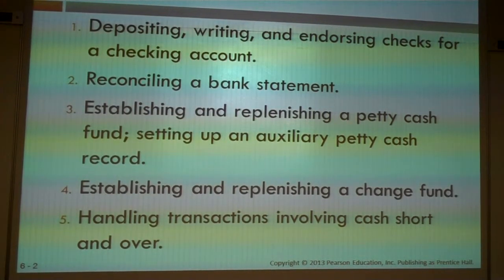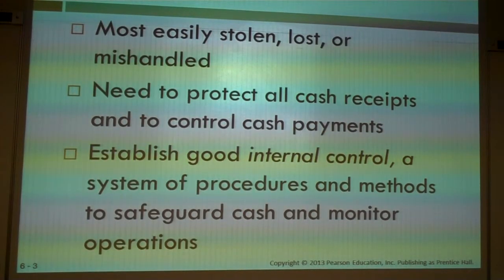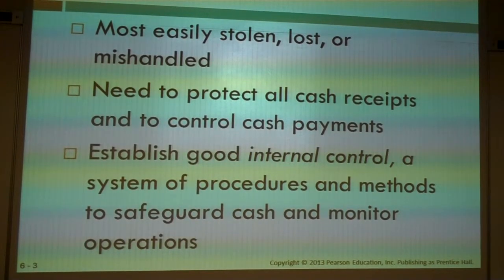The petty cash, we're going to talk about that, and using the auxiliary petty cash record, how we replenish that change fund, which is what we'll have in the cash register drawer. And then what do we do if we're short or over? Some businesses, you can be short and over. Sometimes it comes out of your check, and after you have so many times, some people are let go.